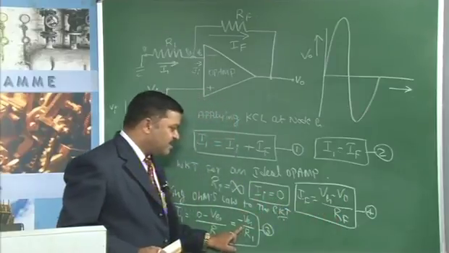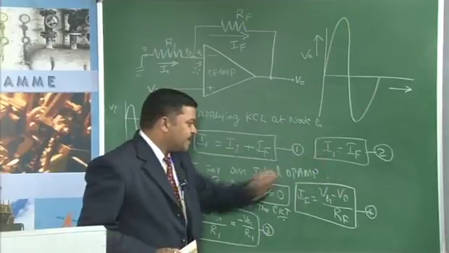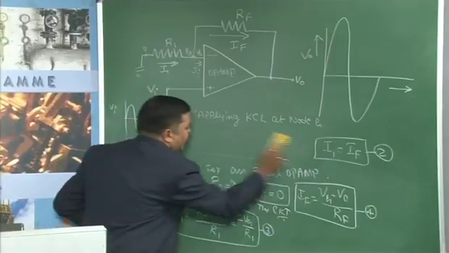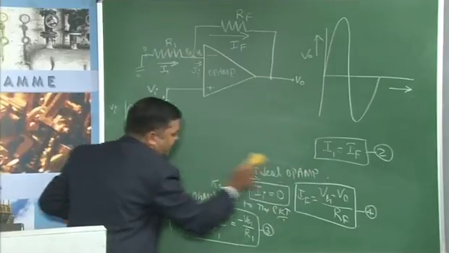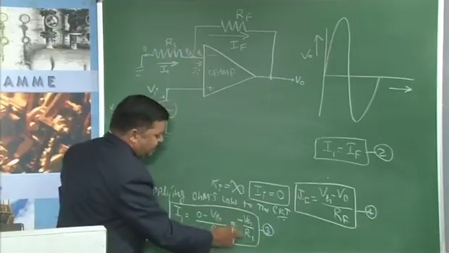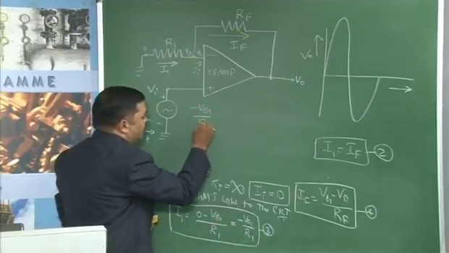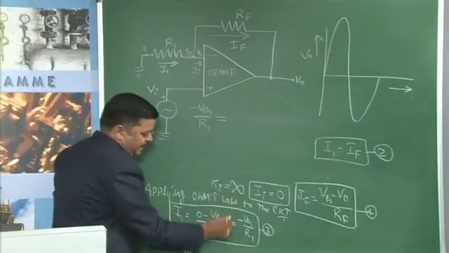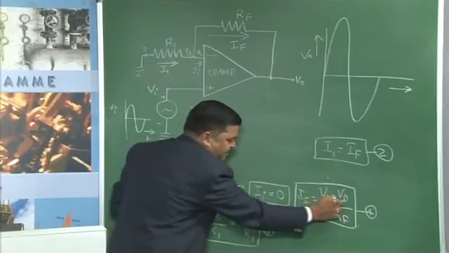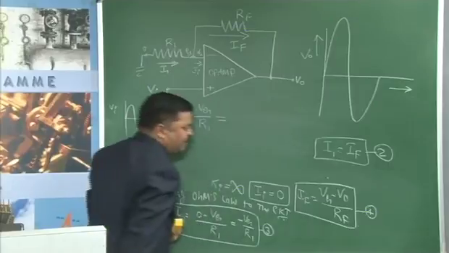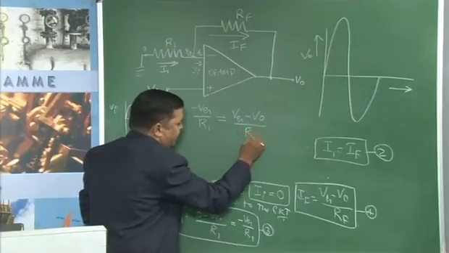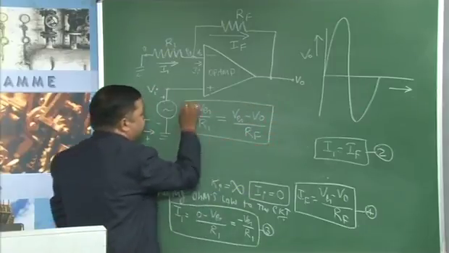Let us substitute equations 3 and 4 in equation 2. Let us retain I1 is equal to IF, and substitute I1 and IF in equation 2. So, what we will get? I1 is given by minus Vg by R1, which is equal to IF from equation 2. IF is Vg minus V naught by Rf from equation 4. So, minus Vg by R1 is equal to Vg minus V naught divided by Rf. I will call this equation 5.